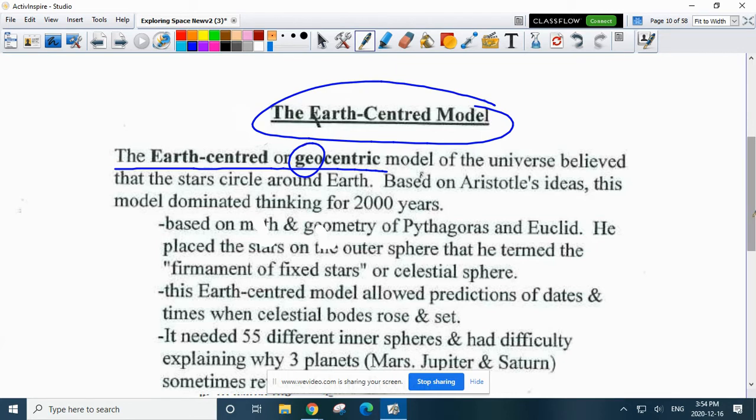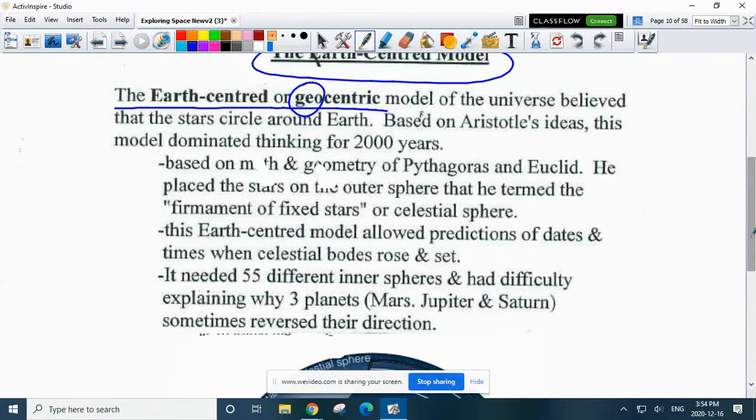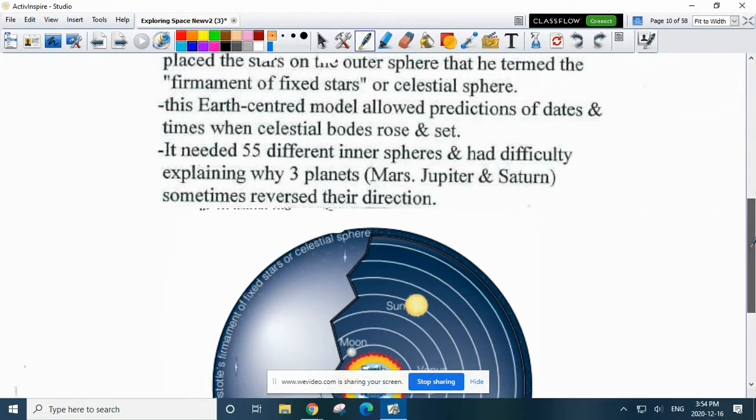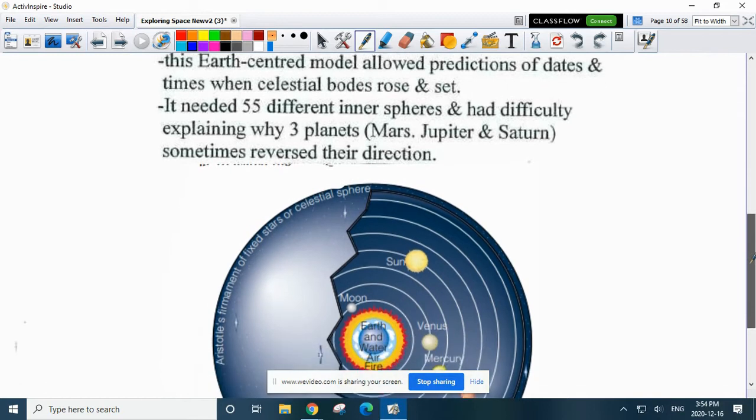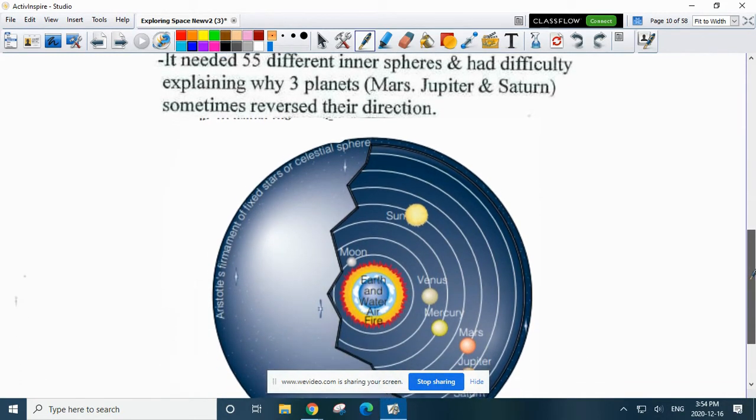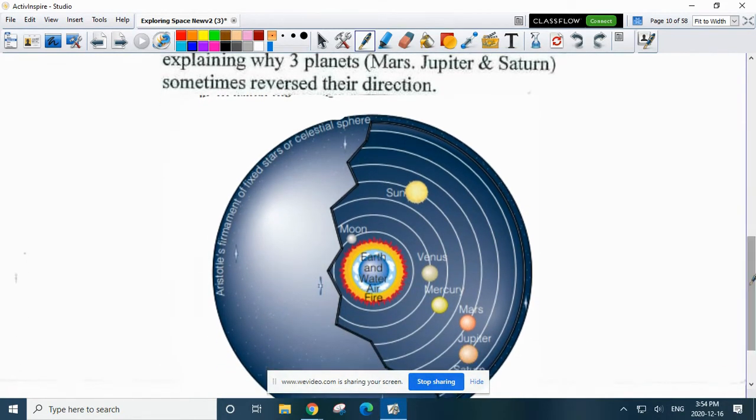There was a problem with this model. It needed 55 different inner spheres to work. And for a while, three planets, Mars, Jupiter, and Saturn, had to sometimes reverse their direction. We know today there's no way that Mars, Jupiter, and Saturn could turn around and flow the other way, but for their time, this was a decent model, and it fit with the church as well, because the church said God created the earth, and the earth is the center of the universe. Therefore, it makes sense that all the heavens would turn above the earth.